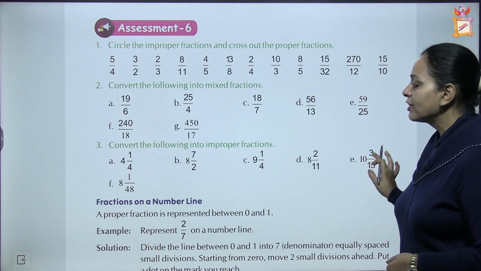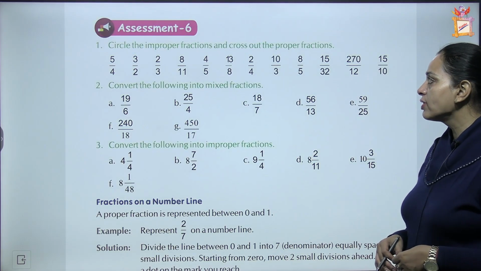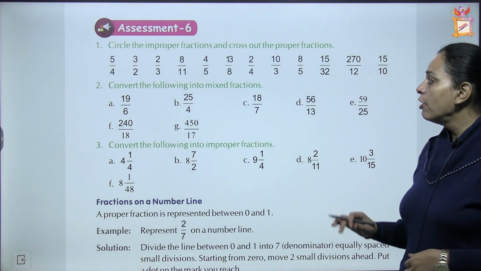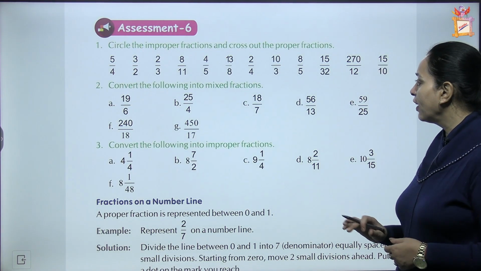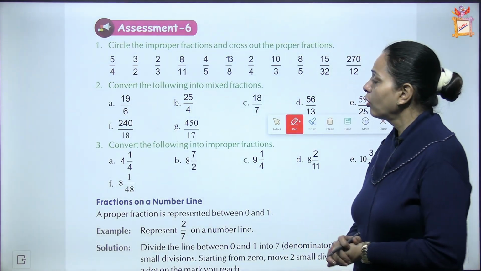Now Assessment 6, the first one: circle the improper fraction and cross out the proper fraction. तो जो improper हैं उन्हें circle कर दें और जो proper हैं उन्हें cross out.